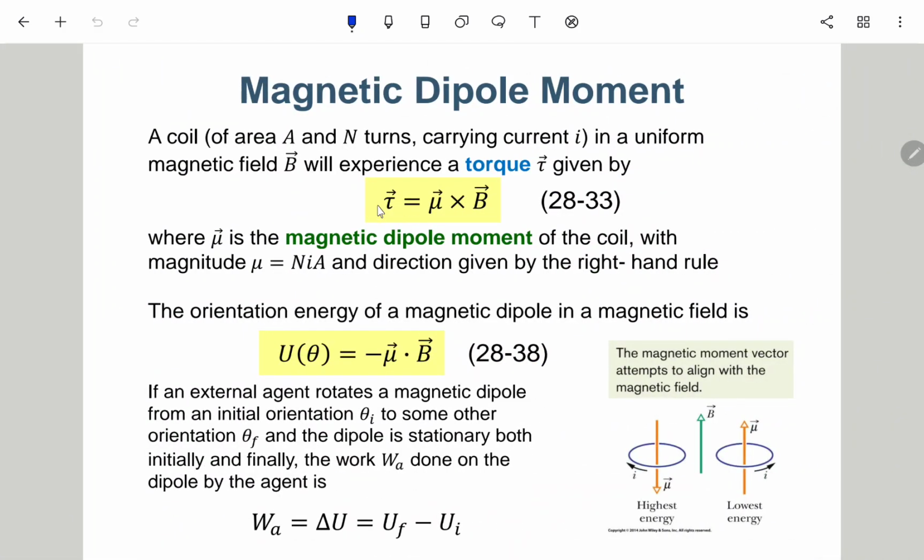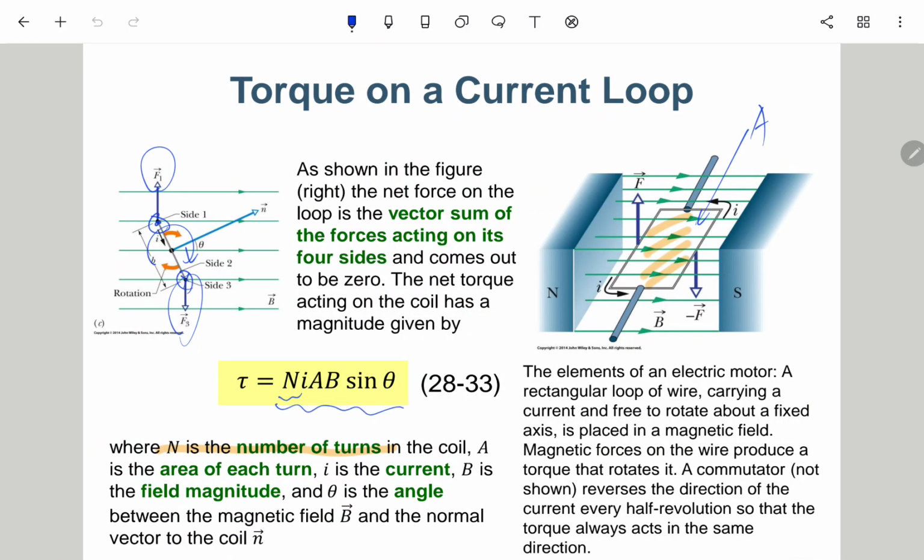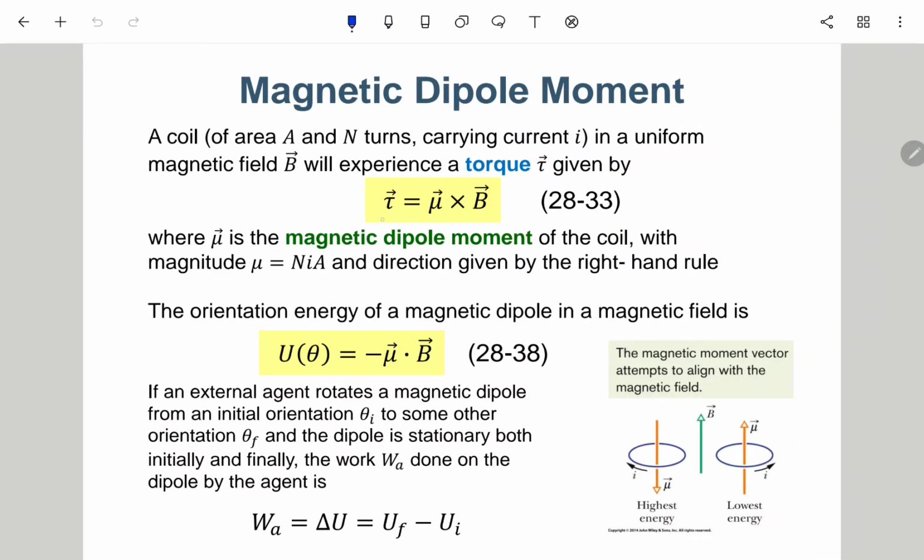The tau equals mu cross B. So this thing you can separate: this part NIA we can define to be the magnetic dipole moment. We denote it as mu equals N times I times A, and then cross with B. So it turns out to be tau equals mu cross B.